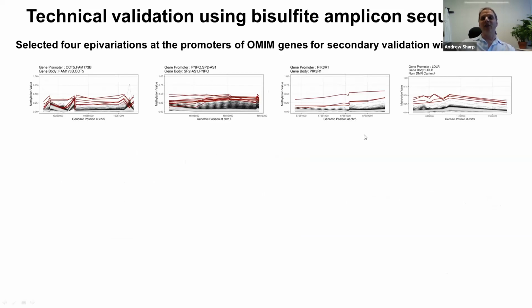So we just wanted to be sure that things we're calling by our array approach are real. So we took a few loci, obtained the DNA sample from the individual that was called with an epivariation from the array. Here I'm showing you the profiles on the array.